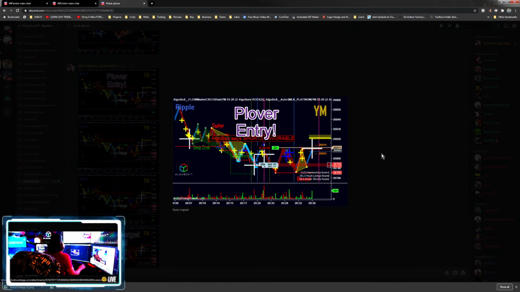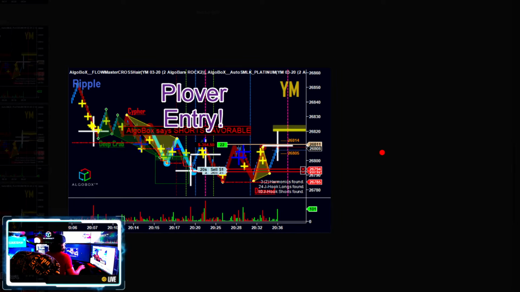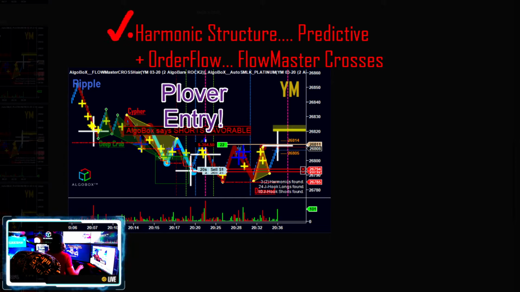What exactly is the plover? All right, so we are combining the power of order flow plus a harmonic structure. Two components we're going to need for this. The harmonic structure, predictive. If you're not familiar with the harmonic structures that we post, we are showing you the end result of a harmonic before it reaches that location. That is what you're seeing right here.